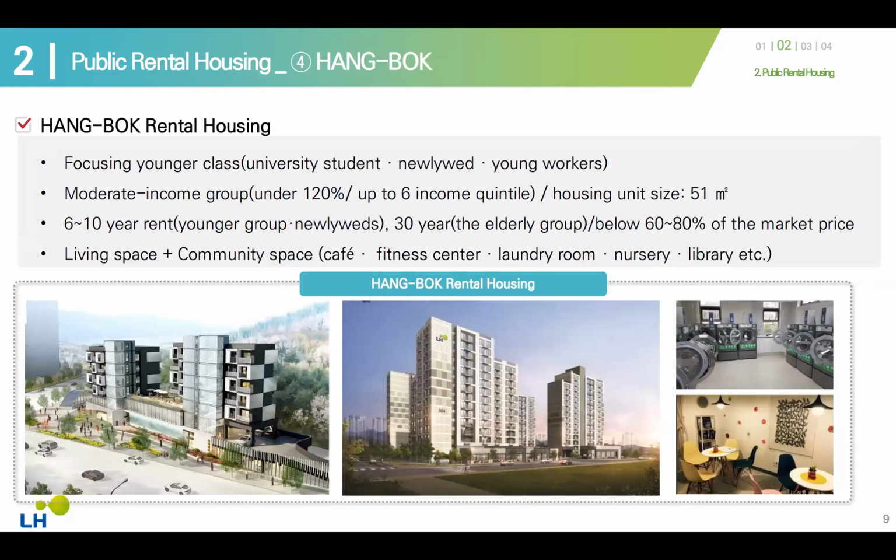Finally, Hangbok rental housing. Hangbok means happiness. This rental housing focuses on younger generations such as university students and young workers. It offers 6 to 10 years of rent for the younger generation and 30 years for the older generation as well. The main feature of Hangbok rental housing is the combination of living space with community facilities.